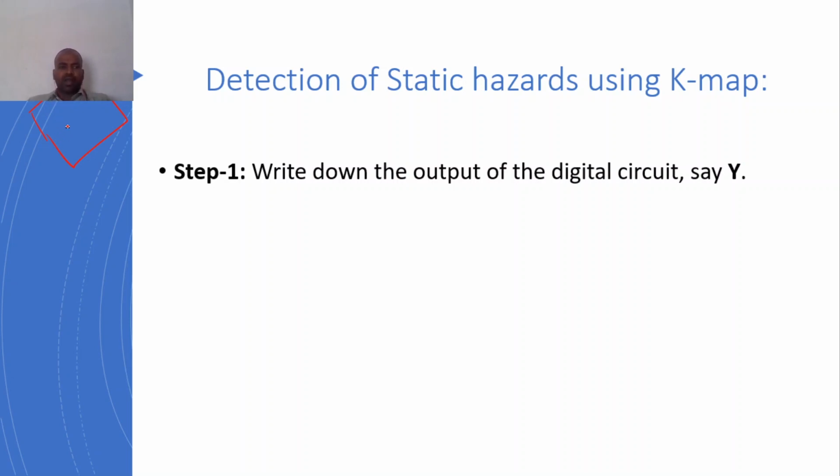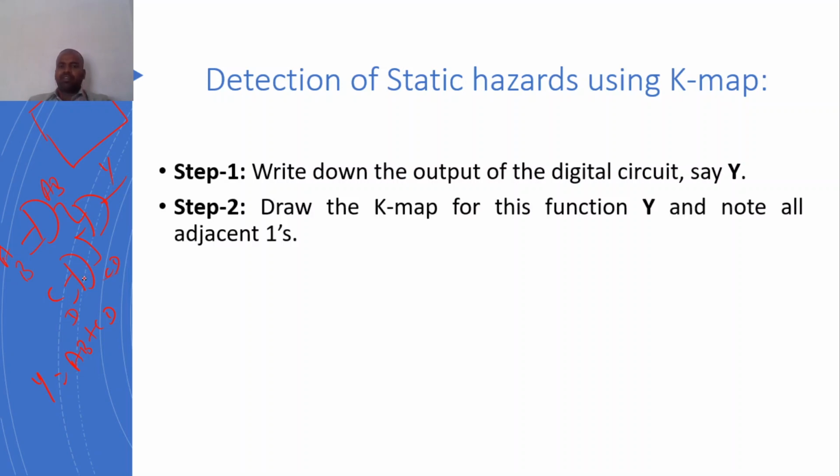First we need to write the expression from the circuit. This is an AND gate and this is an AND gate, and this is an OR gate. Here two inputs are coming, that is A, B, C, D. The output of the first gate is AB and the output of the second is CD. So Y is equal to AB plus CD. This is your first step.